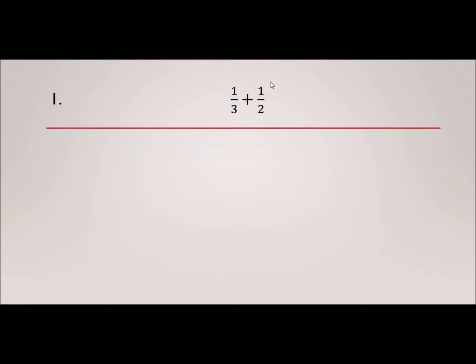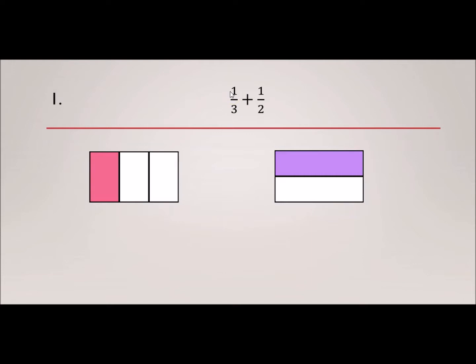So let's see the representation for that. The representation looks something like this. We have 3 pieces, 1, 2, 3, and of the 3, only 1 is shaded, which is this 1 that's shaded. Same thing with the half. We're going to have 2 as the whole, so that's 1, 2 makes a whole, but of the 2, only 1 is shaded, which is this right here.